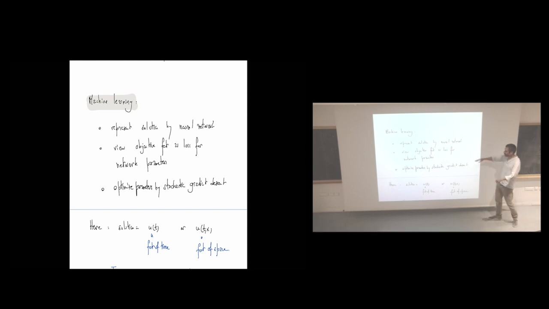The idea is very simple, and if you have played with neural networks, you know this: we're going to represent the solution as a neural network. We're going to view the objective as a loss for the network parameters, and we're going to optimize the parameters by stochastic gradient descent. Okay?